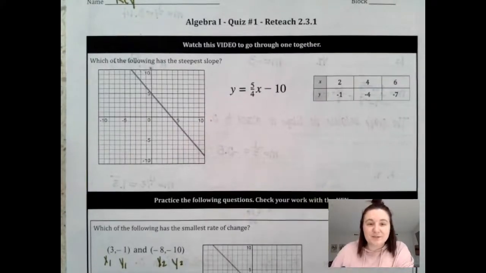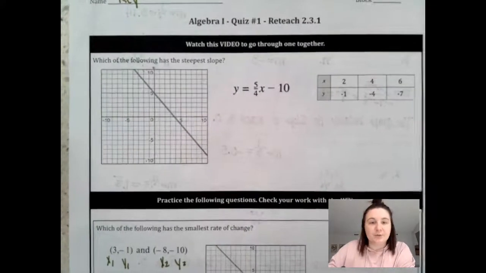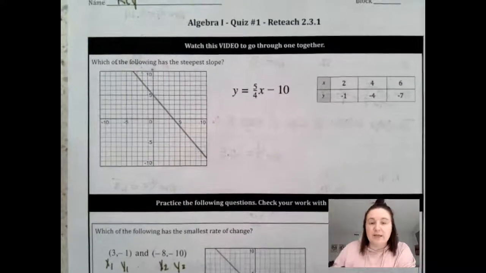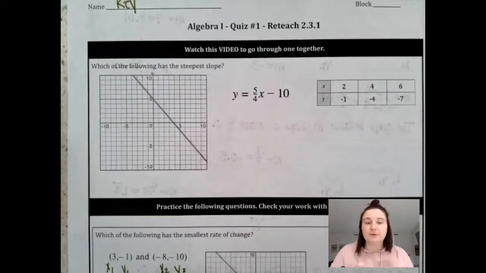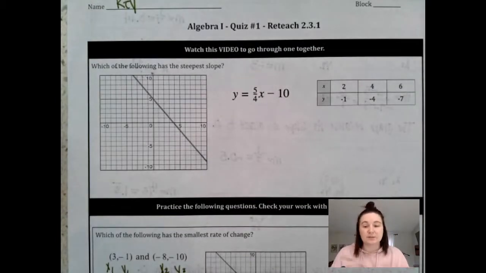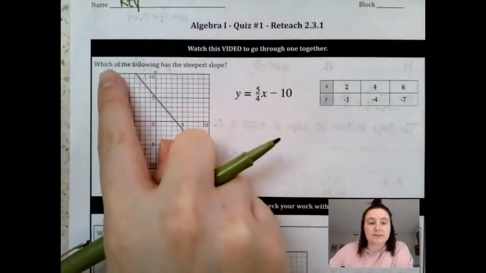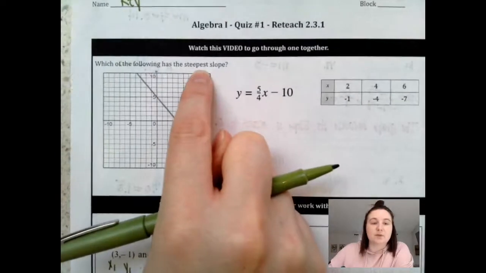Let's go through the reteach for Learning Target 231, which was the only 3.0 that was on the quiz, and it talks about comparing slopes and talking about which is steepest or least steep. And so we have 3 linear representations, and the question asks us which of the following has the steepest slope.